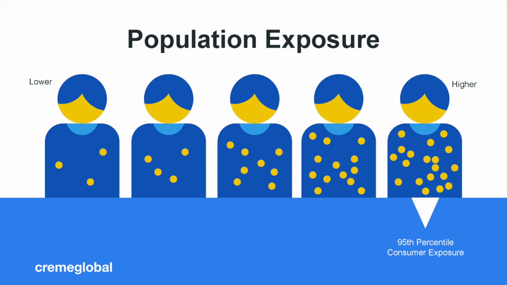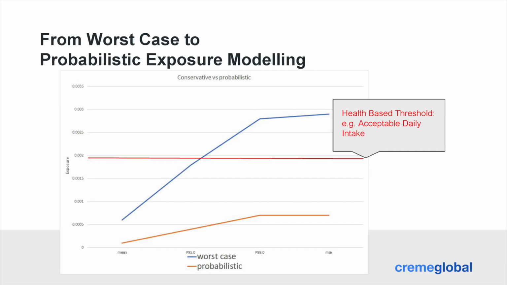Depending on our needs, we can look at the average or the median consumer exposure, or we can look at the high or 95th percentile consumer exposure level. To visualize what I just talked about a bit more, you can see here the hypothetical example of using this worst-case deterministic approach versus the refined probabilistic approach, just to give you an idea of how these two approaches can compare. Typically the deterministic approach, shown here with the blue line, gives higher exposure levels, and they can exceed the health-based thresholds such as acceptable daily intake.